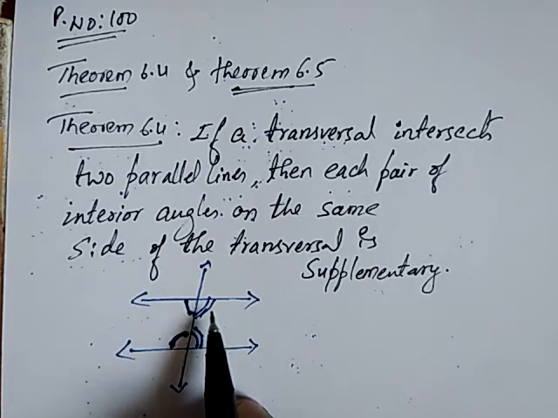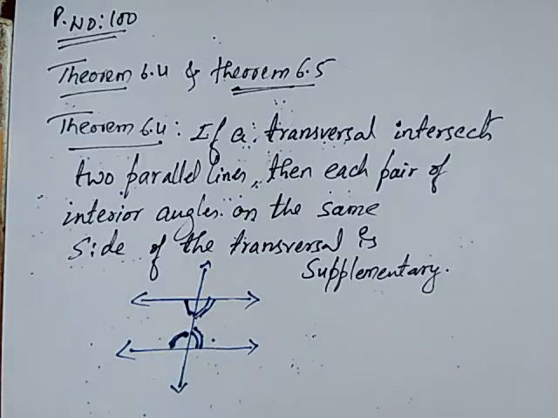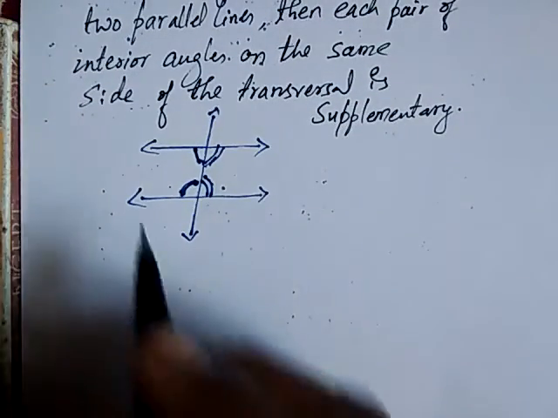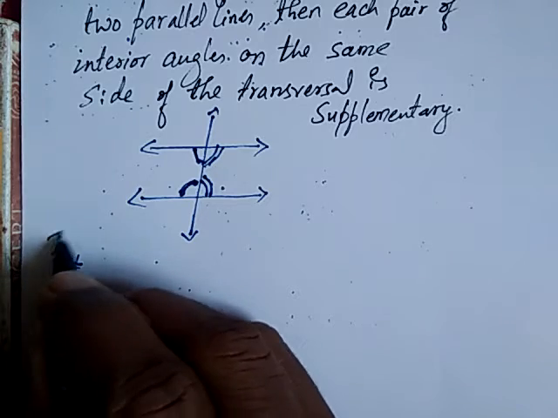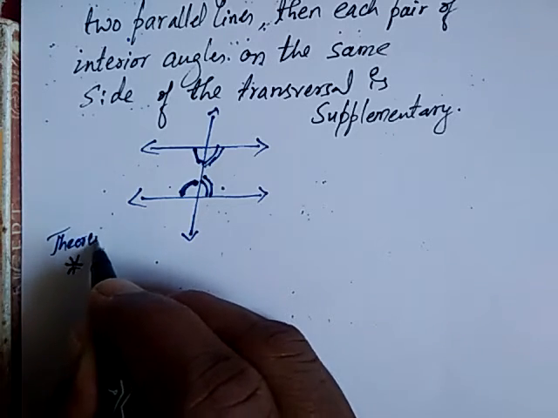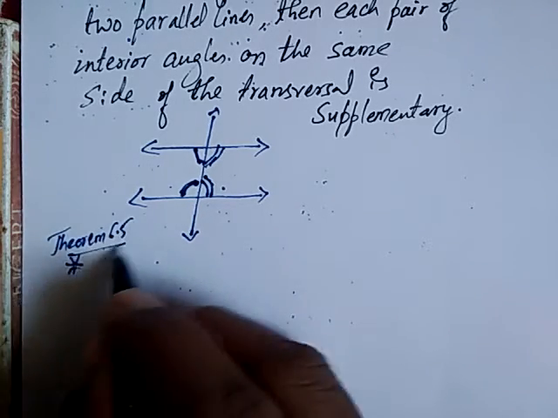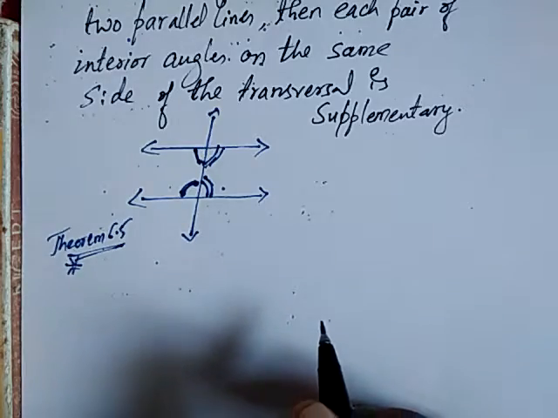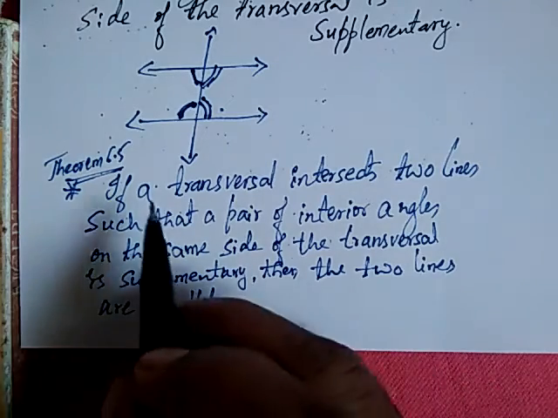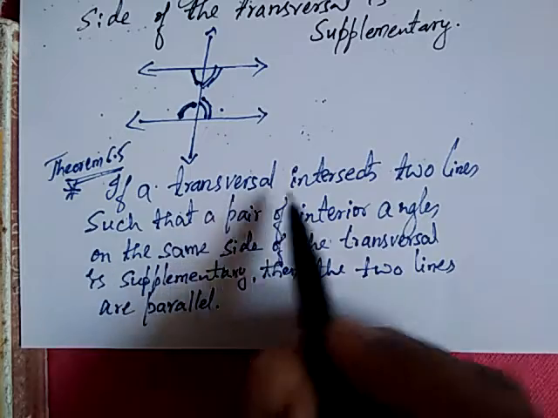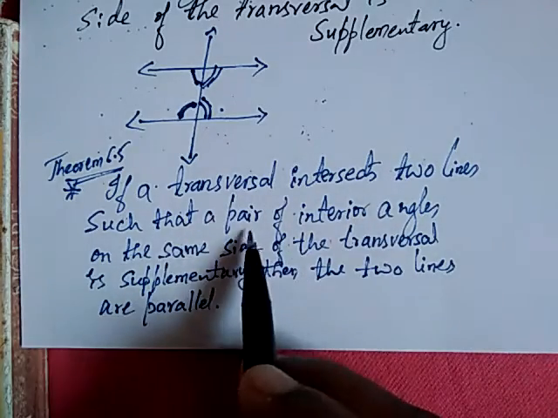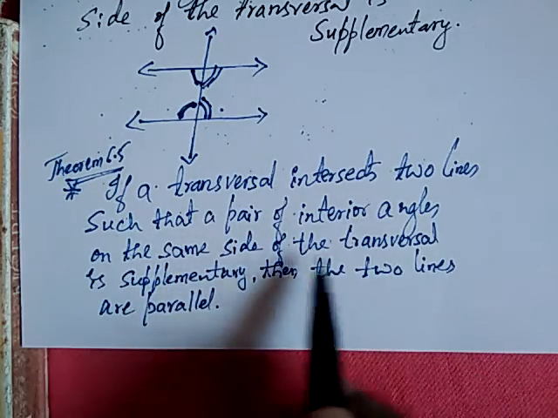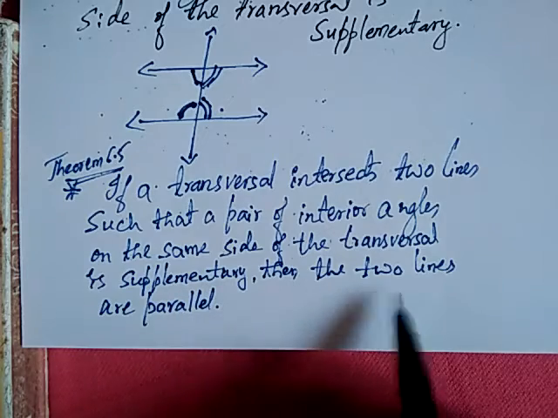When the interior angles on the same side of the transversal are supplementary, then the given two lines are parallel. You can have that statement also. This is theorem 6.5. The converse of that theorem we can say: if a transversal intersects two lines such that a pair of interior angles on the same side of the transversal is supplementary, then the two lines are parallel.